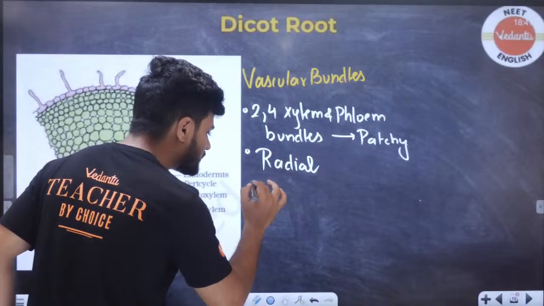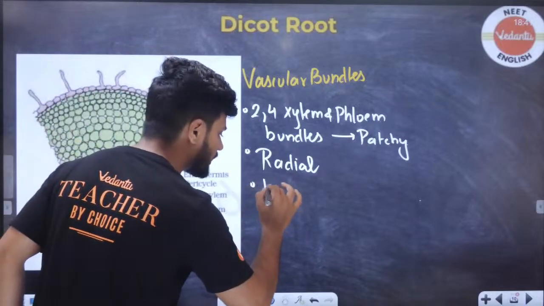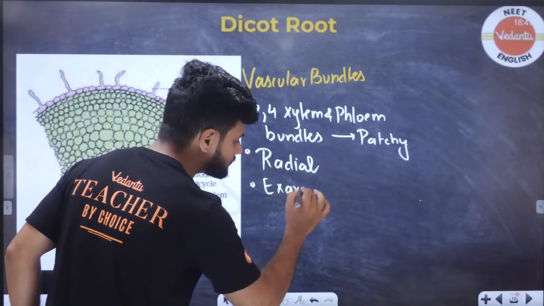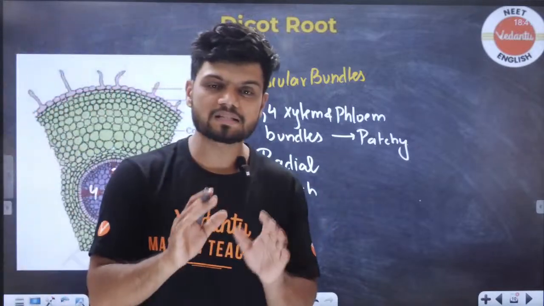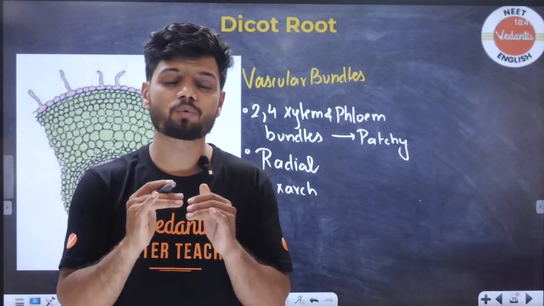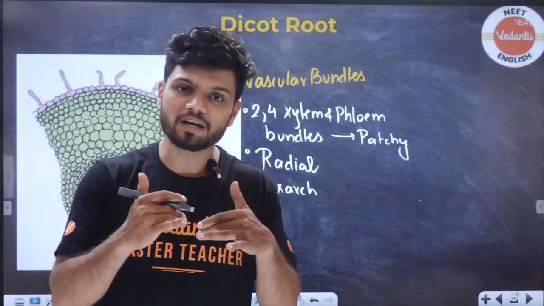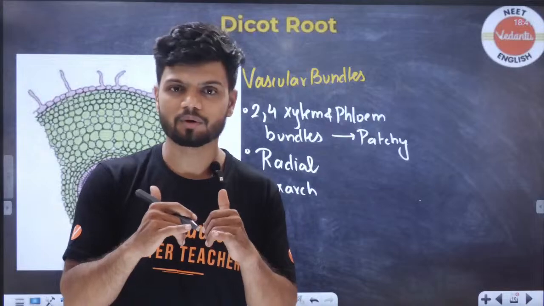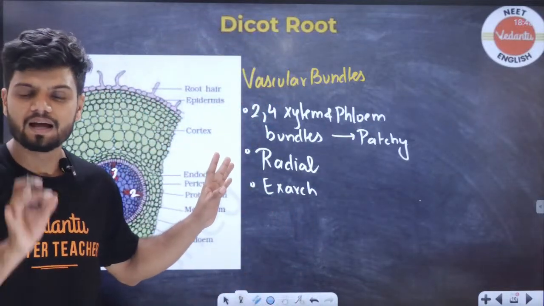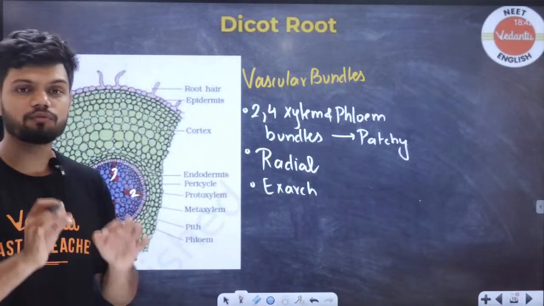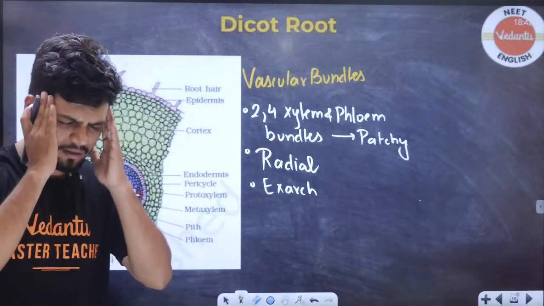Now apart from that, there is one more concept which I did not teach you right now. That is exarch condition. There is a condition called exarch and endarch. Exarch means the protoxylem is towards the periphery. Endarch, protoxylem is towards the inside. So in the case of roots, we always find exarch condition. So imprint this in your brain.